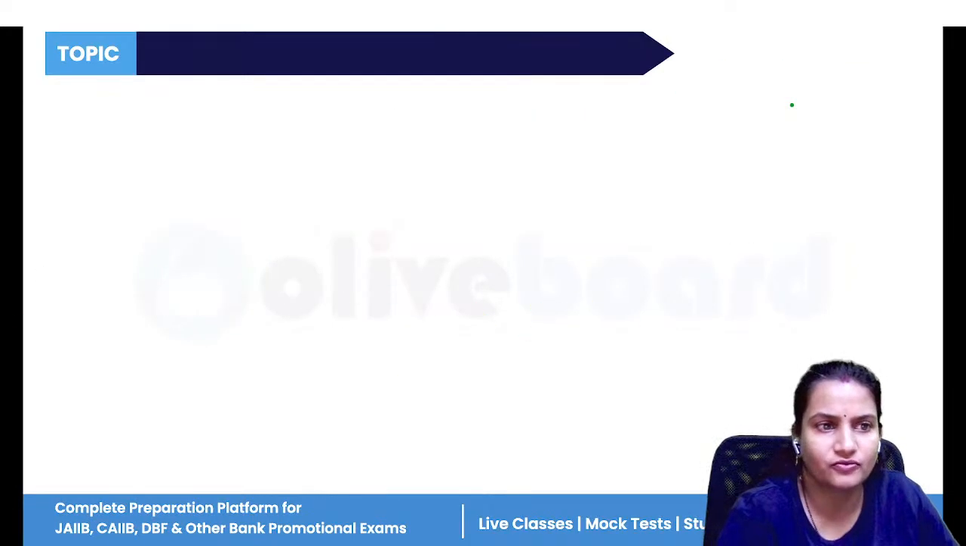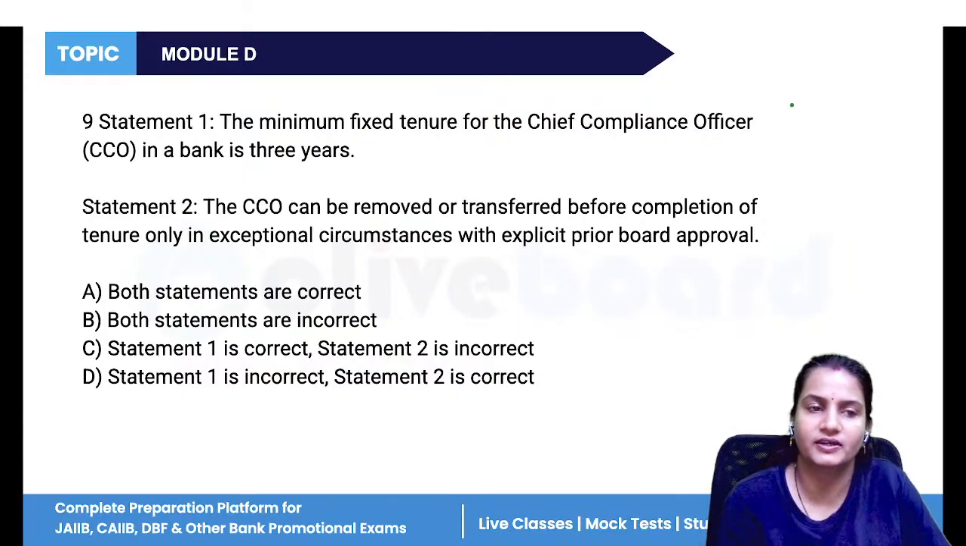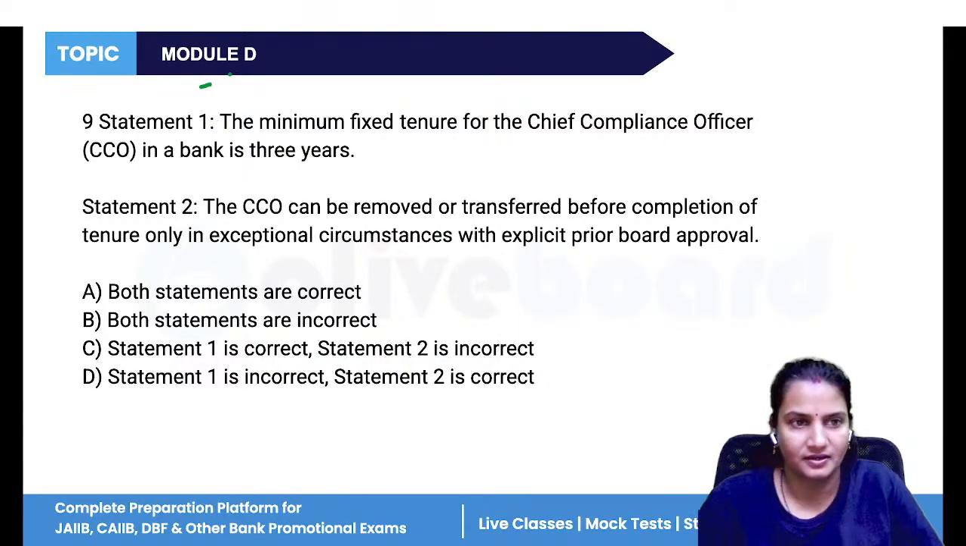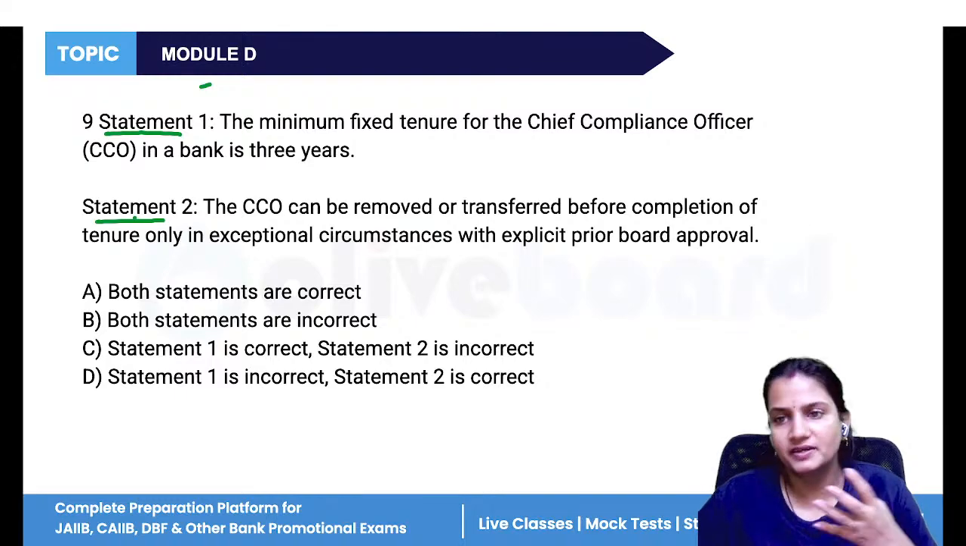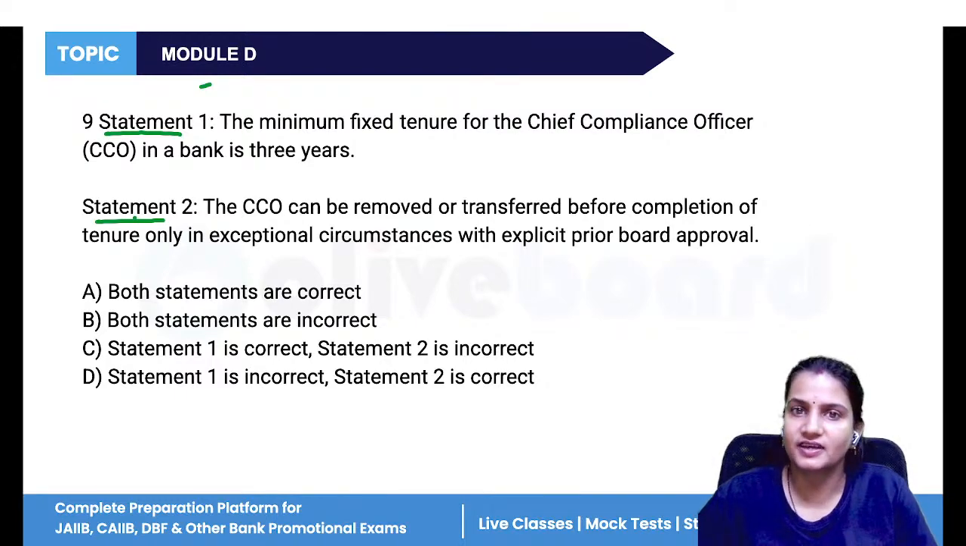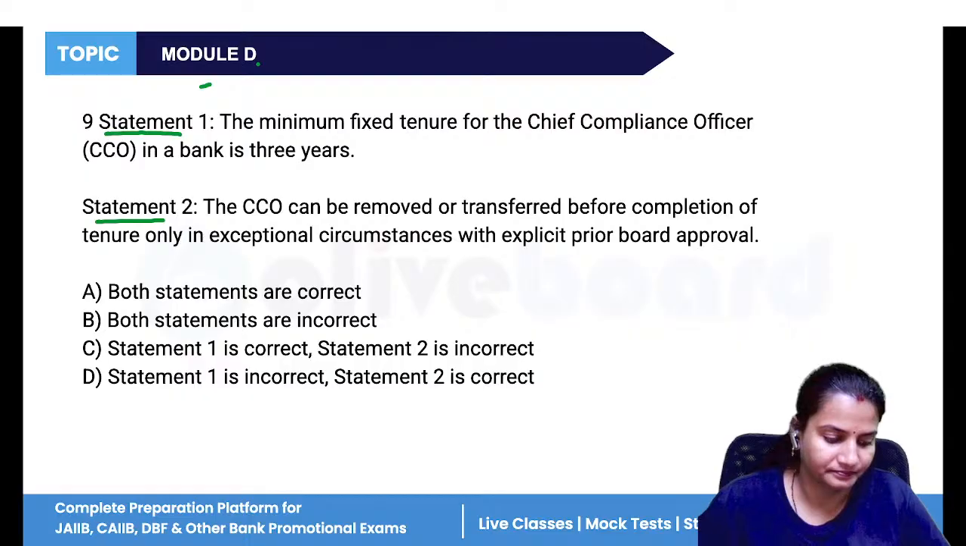Okay, so these are a few questions of module C. Now let's do a few questions of module D. Last module D. Now, question number 9. 3 questions are there in module D. 2 statements are given to you. Module D is all about your compliances in bank, compliances in NBFC, rules, guidelines, and then the implementation of all the policies. All this we have to study in our module D.